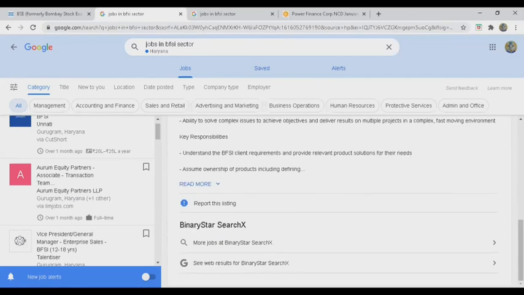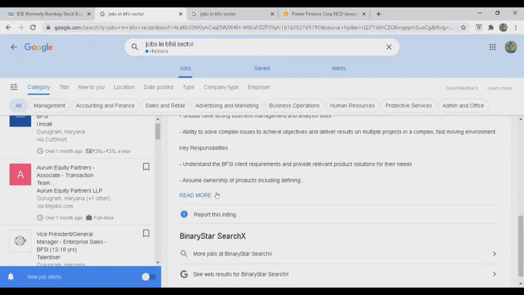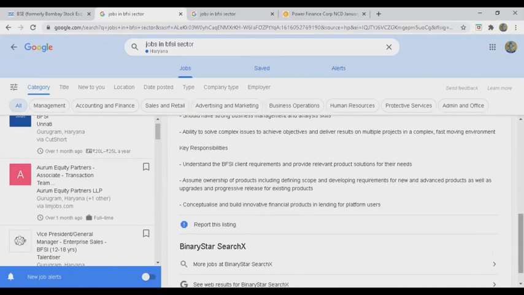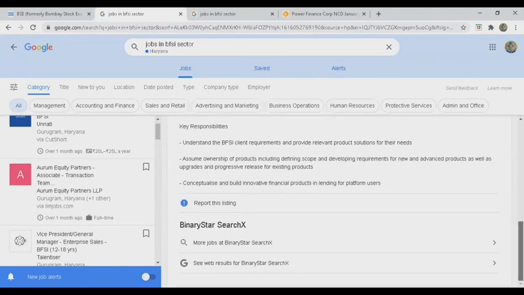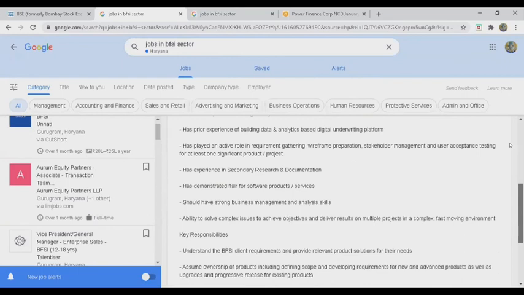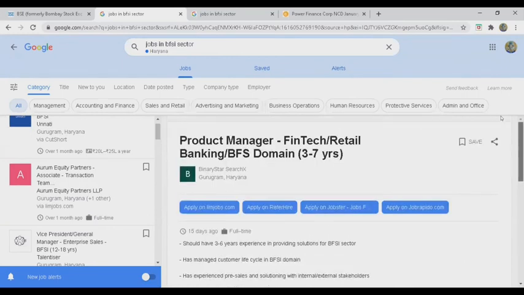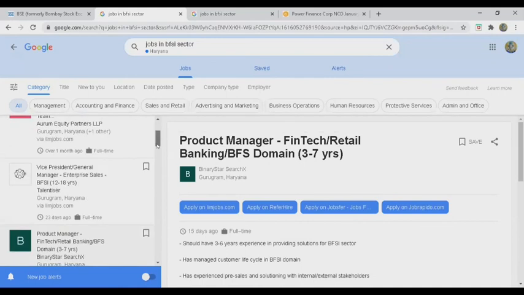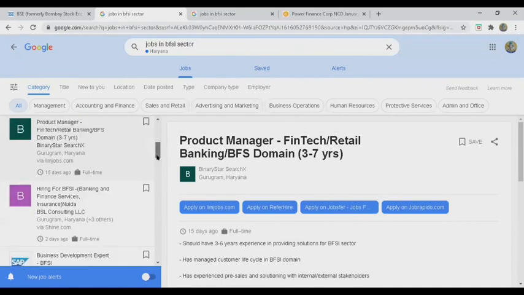And they have not mentioned, however, how much they are offering. What is the money they are offering? The package, because most job seekers are interested in looking at that, and many times it is not mentioned directly. So let's understand it is probably negotiable, so one will be able to negotiate. So that was in fintech.